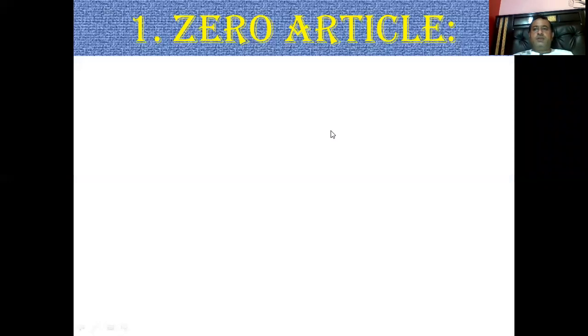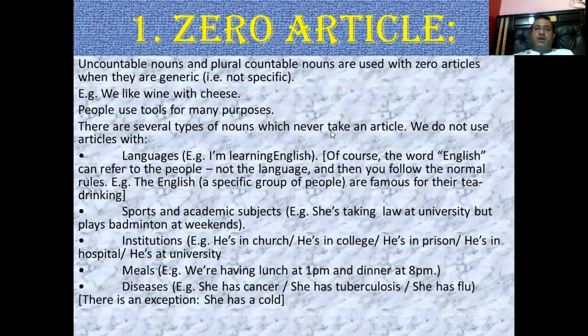Now then, the zero article. There are many uncountable nouns and plural countable nouns which do not take any article, or they are used with zero article when they are generic, that is not specific. Like, we like wine with cheese. Here we do not use any article with wine or cheese. There are several types of nouns which never take an article.